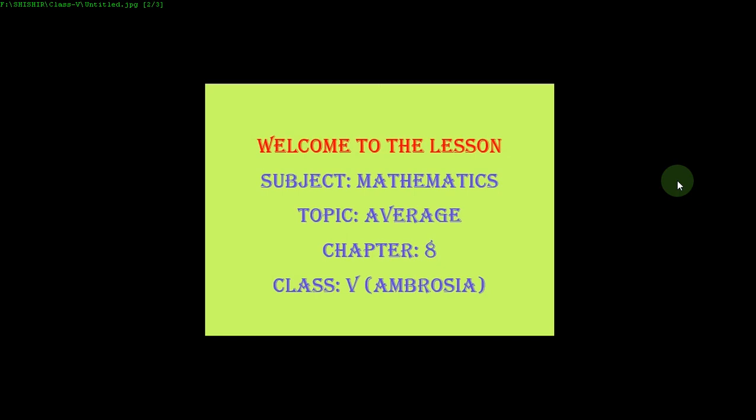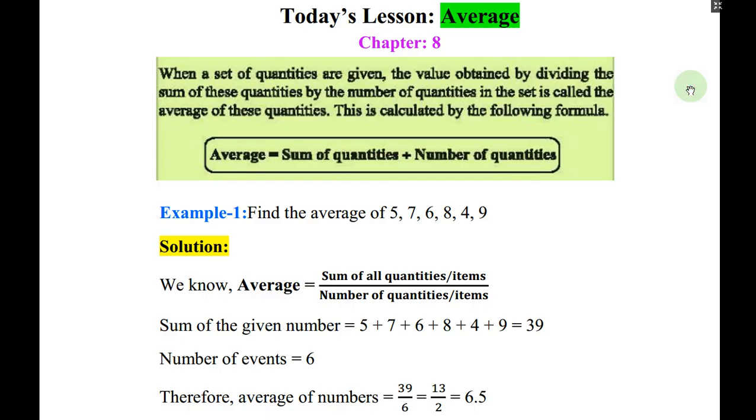So after the vacation, we are going to start a new chapter. We have already finished 7 chapters. Now we are going to start chapter 8. The name of the chapter is average. Average is a very much life oriented topic. In our everyday life we use it in different purposes.